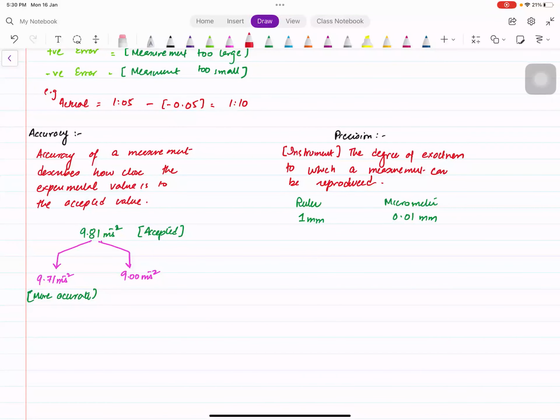The other definition is related to the experiment. And in the experiment, when you've done it, it depends on how close the readings are to each other.